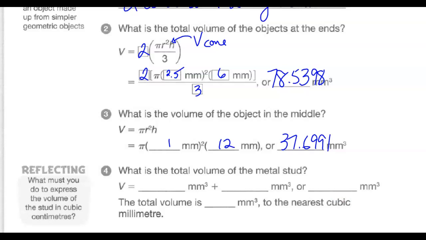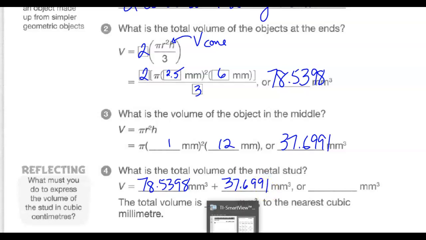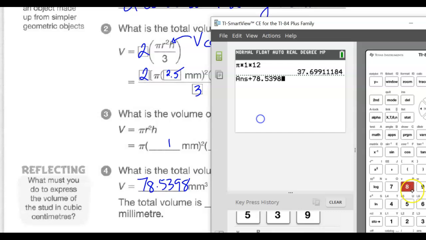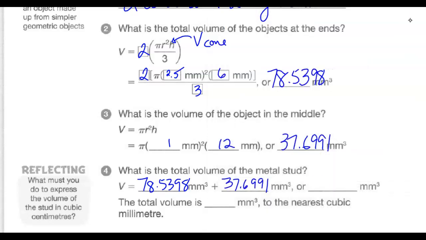Okay, and then what is the total volume? So now you add those together. So 78.5398, 37.6991. And so in your calculator, I already have the last one. So I can just add 78.5398 and 116.2 if I go to 1 decimal place. And to the nearest whole number would be 116.